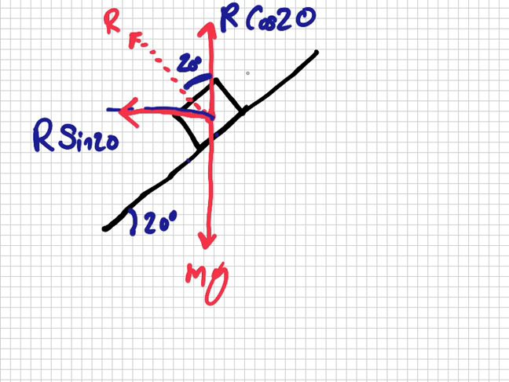If you draw it like that, then you have to resolve it again. Yeah, friction, you're right. One of the forces would be in the same direction as R cos 20, and another one in the opposite direction for R sin 20. So mg would be equal to R cos 20 plus the resolve.